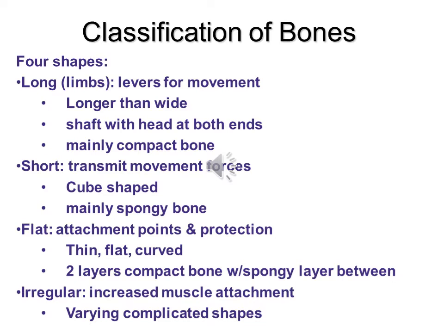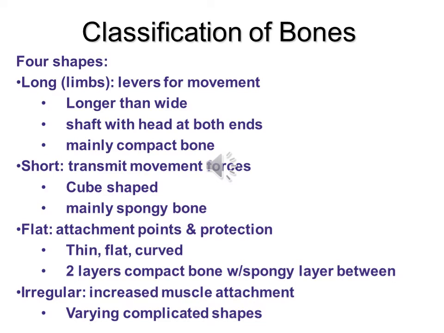We have short bones, which are going to be more cube-shaped. They are primarily there to transmit movement forces, so they can alter the direction of pull of a tendon, reduce friction, modify pressure on tendons to reduce abrasion or tearing. So they're pretty important. So things like carpals, tarsals, sesamoid bones, the patella, these are your cube-shaped, and they're mainly spongy bone.